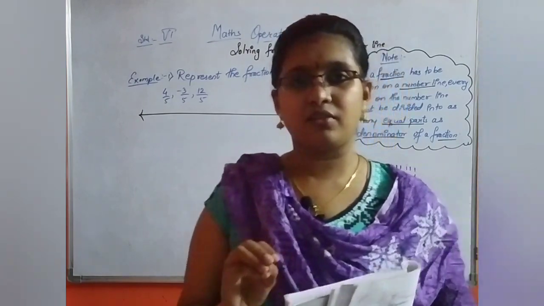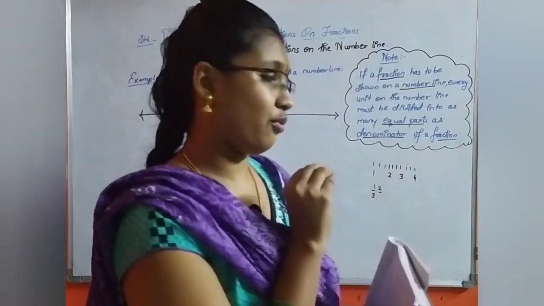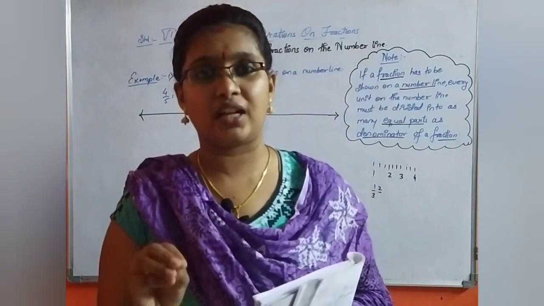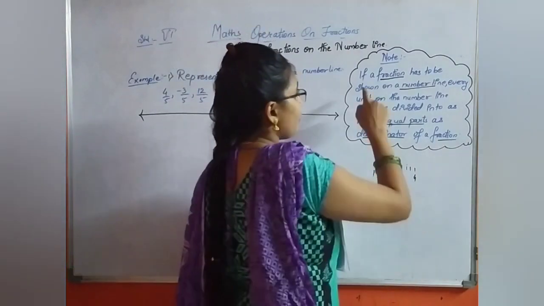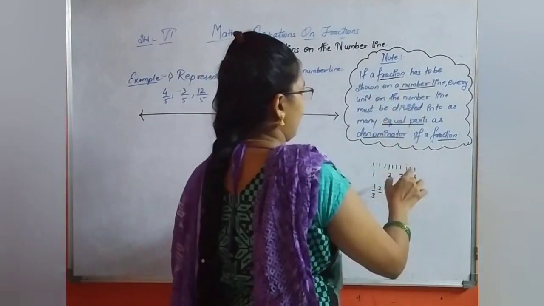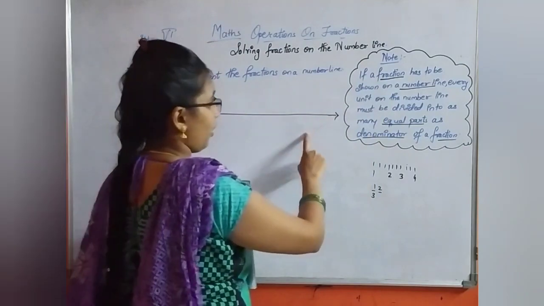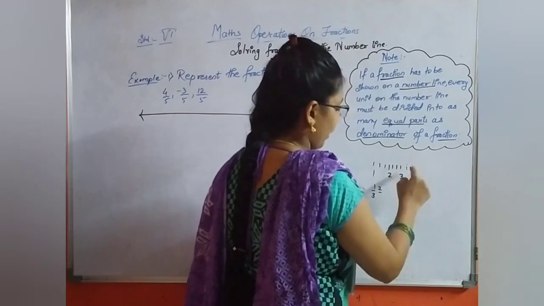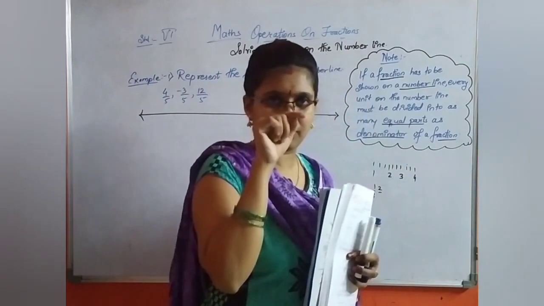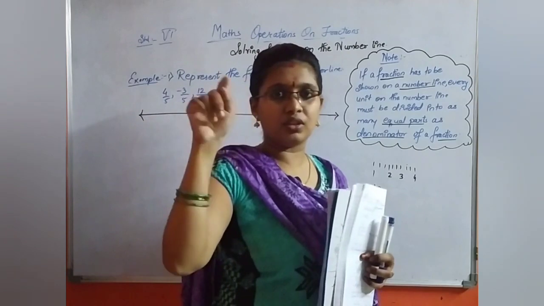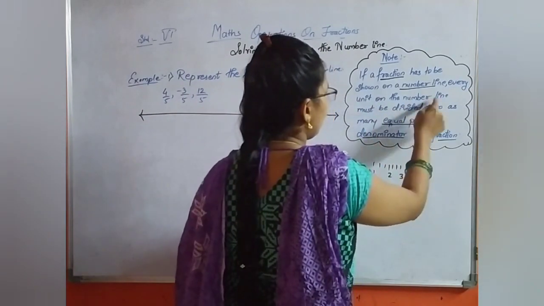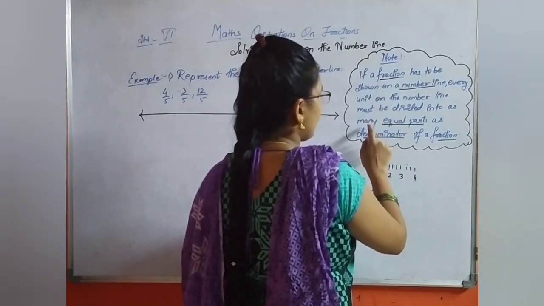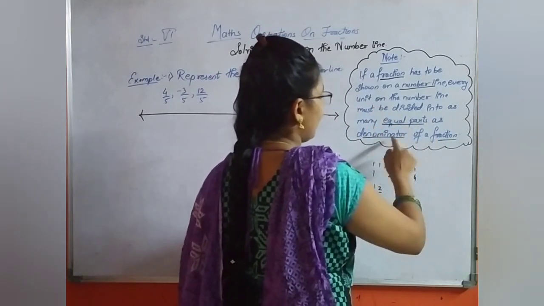Now to understand it better, we have a statement. Please read it carefully and understand what the statement is explaining to us about how to show fractions on the number line. If any fraction has to be shown on the number line, every unit, meaning the scale that you provide after a number, is the unit on the number line. So that unit should be divided into as many equal parts as the denominator of that fraction.